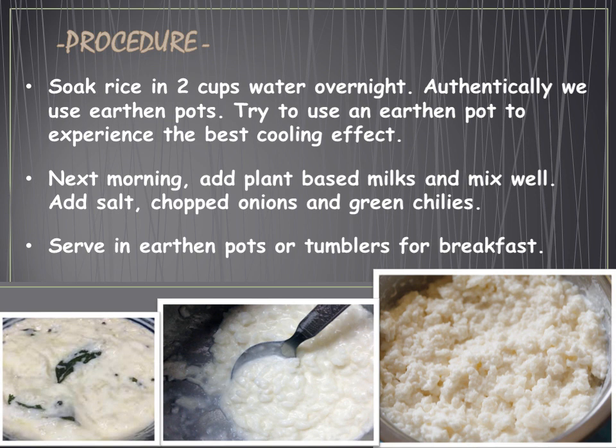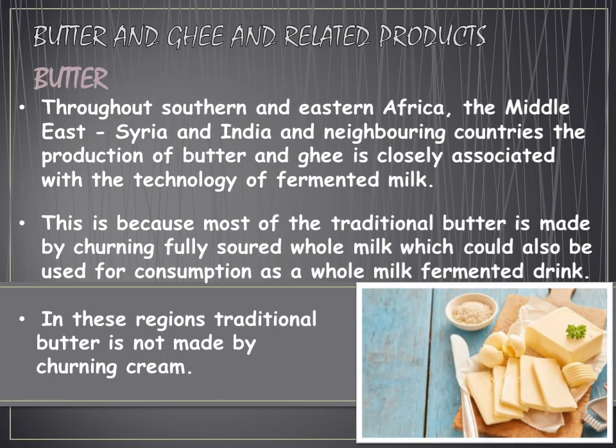Here I mention the procedure, how it goes. First, soak rice in 2 cups of water overnight. Authentically, we use earthen pots. Try to use an earthen pot to experience the best cooling effect. Next morning, add plant-based milk and mix well. Add salt, chopped onion and green chilies. Serve in earthen pots or tumblers for breakfast. This is a wonderful and nice traditional method that we are normally practicing.